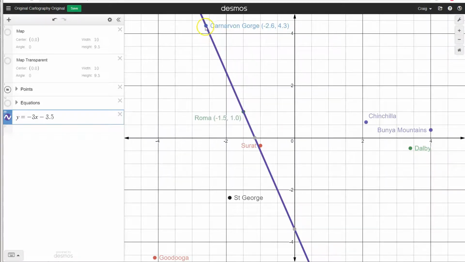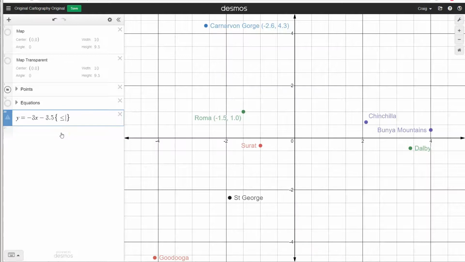Now, in this case, we want to graph the line between these 2 points here. So I'm going to set a domain that specifies that the line goes only between negative 2.6 and negative 1.5. To do that, I'm going to get these curly braces. Then I'm going to do these less than or equal to symbols. In the very middle, I'm going to type x.